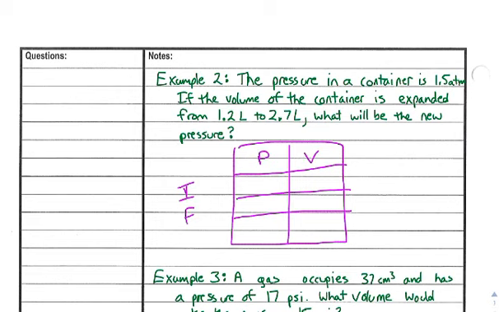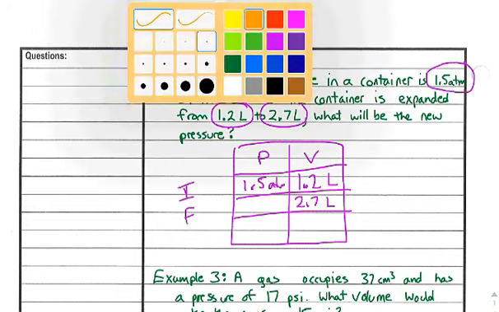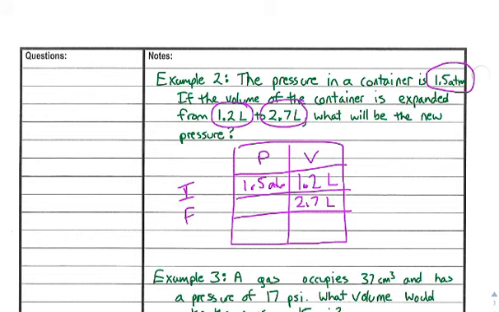Okay, so here's what I got. The pressure in a container is 1.5 atm. I'm going to assume that's to begin with. Whatever unit you use, it should be the same unit the second time. The volume of the container is expanded from 1.2 to 2.7. So I'm going to put the 1.2 here because it's from, and it's 2.7 right there. Okay, and now I need to know what will be the new pressure. So let's think about this. What is happening to my volume? My volume is going up. What's happening to my pressure? Well, that's going to have to go down because remember, those do the opposite thing.